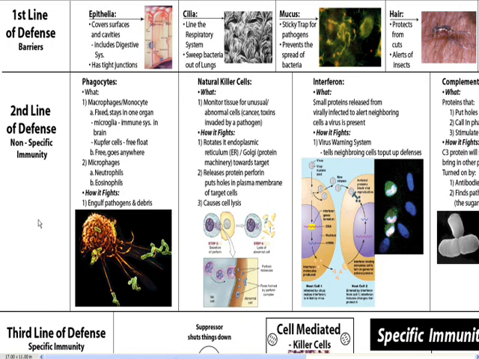Or these macrophages can be free. They can float anywhere in the body. There's also what are called microphages. These are neutrophils and eosinophils that also will phagocytize different pathogens. How they fight? Simply engulf pathogens and debris.